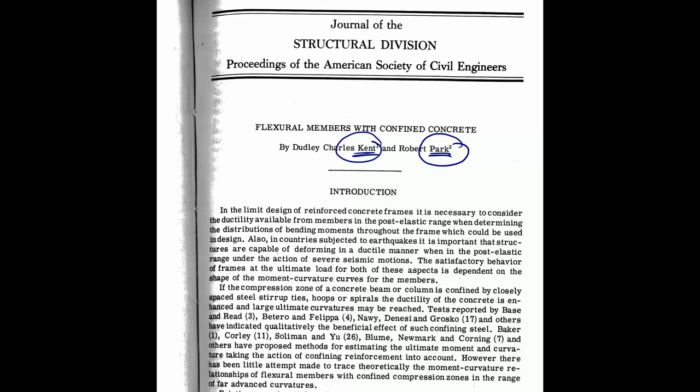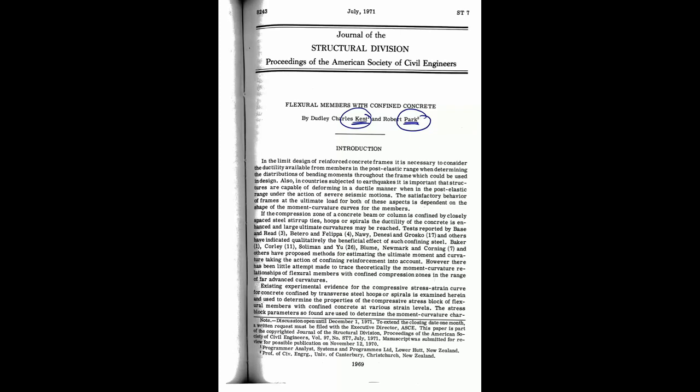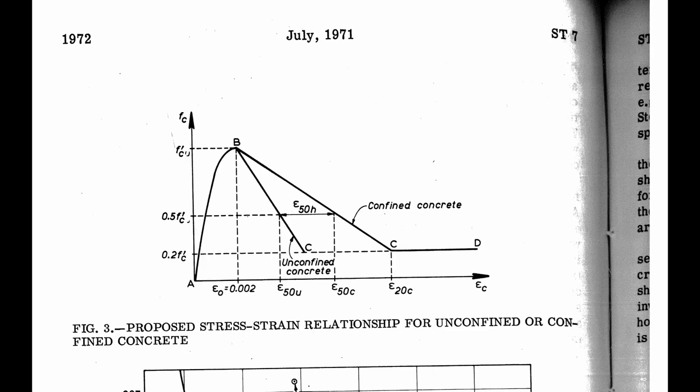If you want to find the paper, search Park, Kent, and concrete in Google Scholar, and you're going to find this paper. Very good one. I can upload this for you on the class drive, but just go ahead and look it up. This is very good information. The concrete model was proposed by Park and Kent, the very old, original one. Two kinds of concrete are given: the confined concrete model and the unconfined concrete model.